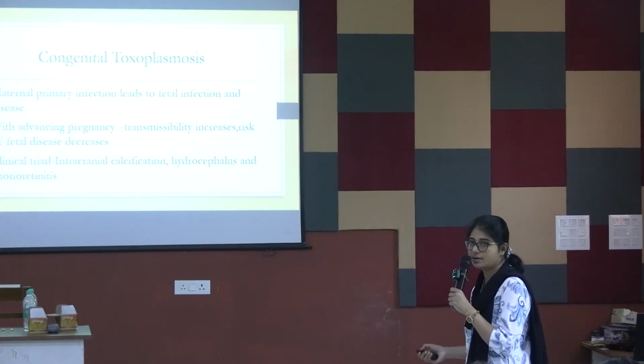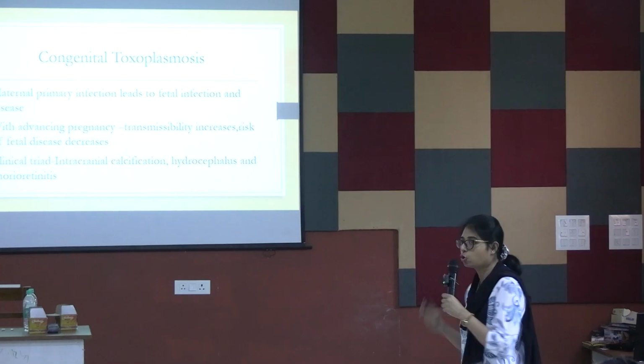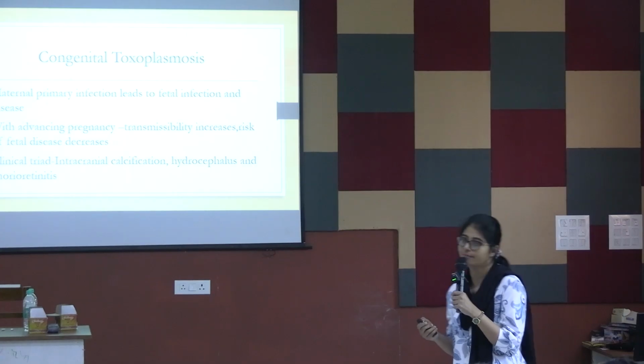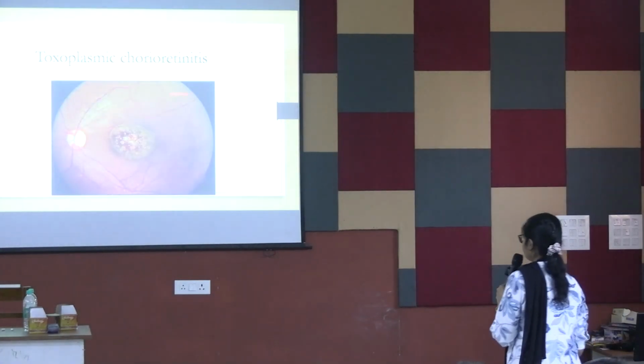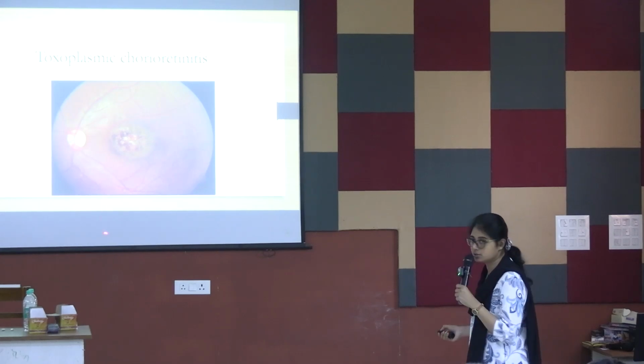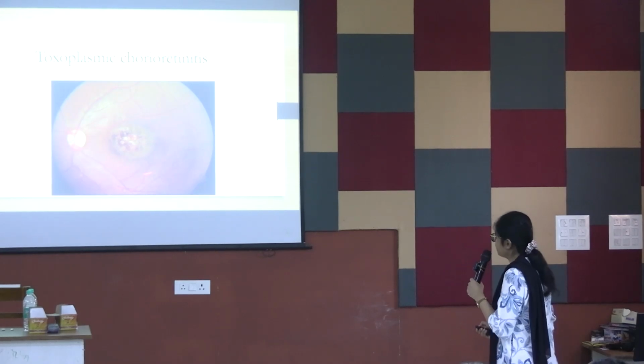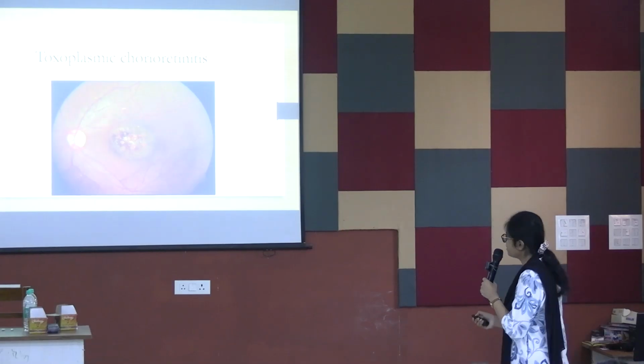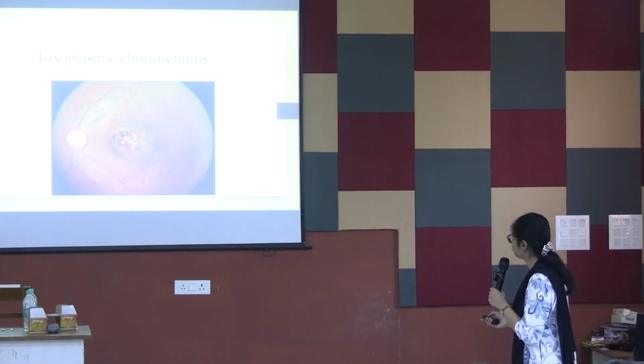What is the clinical triad of congenital toxoplasmosis? Intracranial calcification, hydrocephalus and chorioretinitis, means retina will be affected. So this is a picture of toxoplasmic chorioretinitis. This is a fundoscopy image. You are seeing this structure. This is toxoplasmic chorioretinitis.